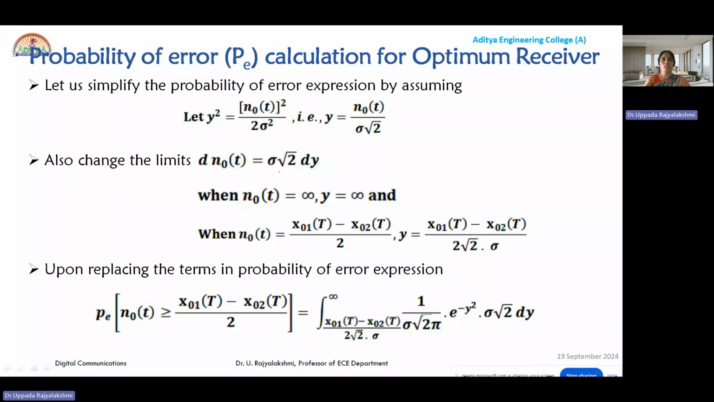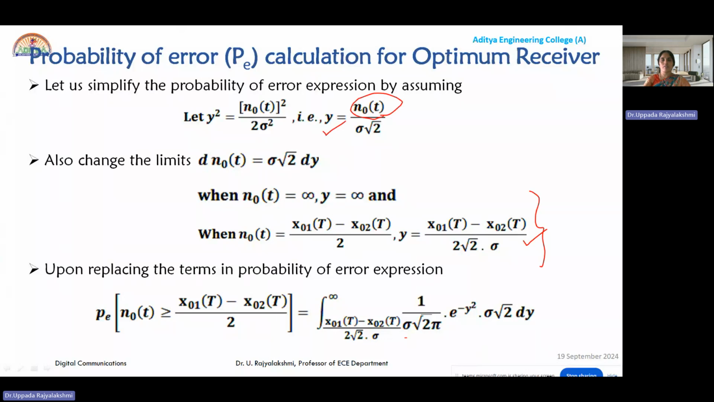So dn naught of t will be sigma root 2 into dy. And coming to the upper limit, when n naught of t is infinite, y will also be infinite. But the lower limit is when n naught of t is x01 of t minus x02 of t by 2. You will have y as x01 of t minus x02 of t by 2 root 2 sigma, because in the denominator you have sigma root 2. Let us substitute all these factors in terms of y in the probability of error expression. So the integral lower limit is x01 of t minus x02 of t by 2 root 2 sigma, and the upper limit is as usual infinite.